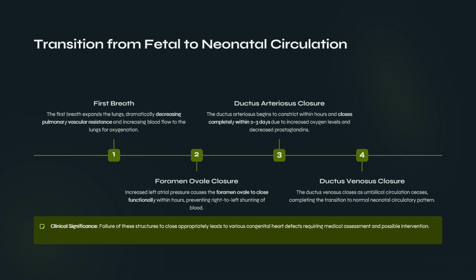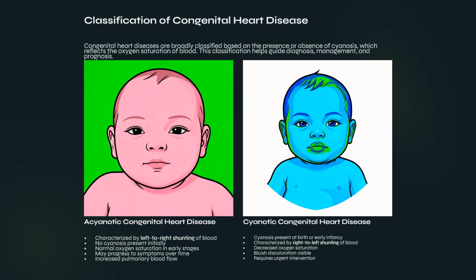So there are three types of closure, as we saw previously. The foramen ovale closes within an hour, and the ductus arteriosus closes within 2 to 3 days, and also within some days the ductus venosus gets closed. Okay, if it is not closed, definitely it will cause some kind of congenital heart disease in the newborn. Now we'll talk about classification of congenital heart disease.